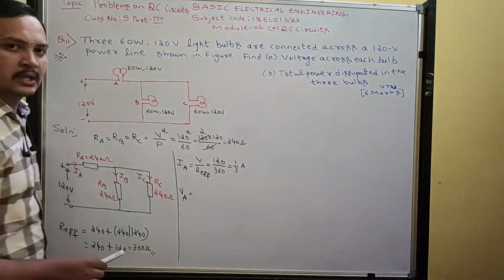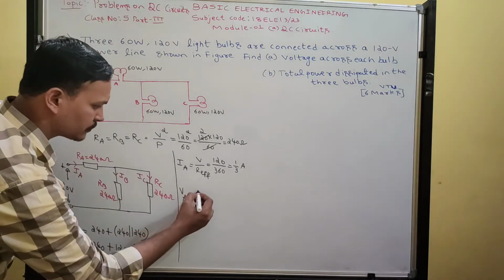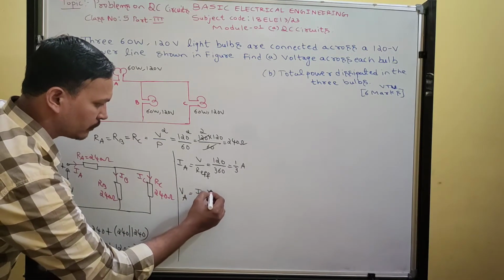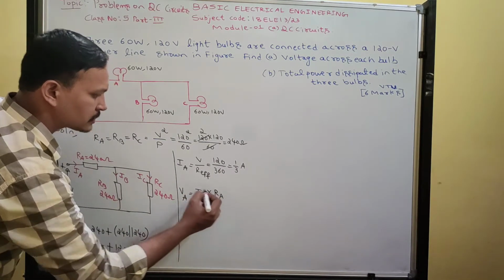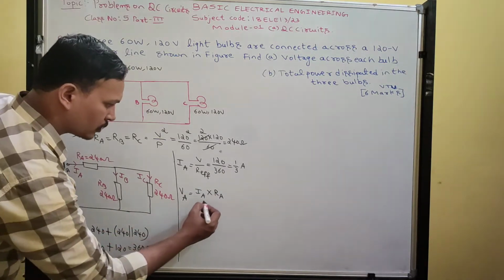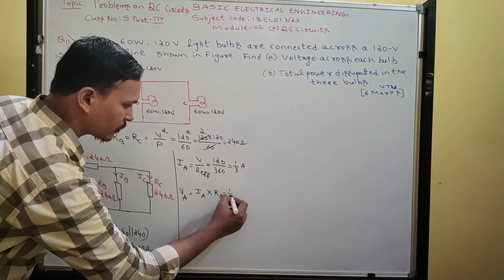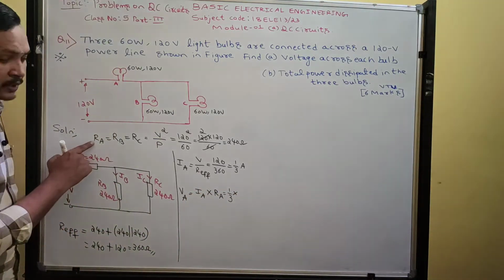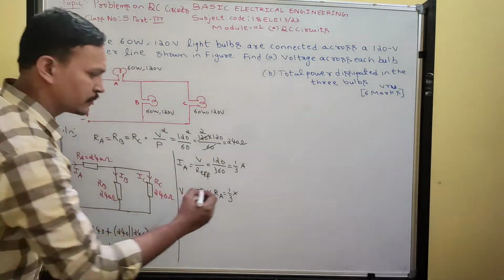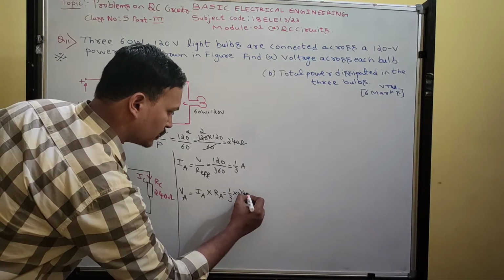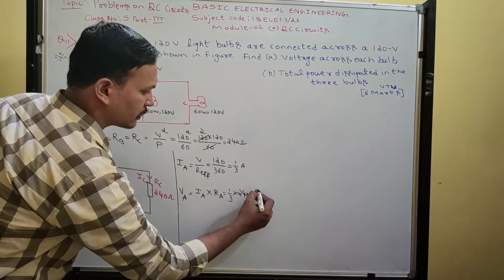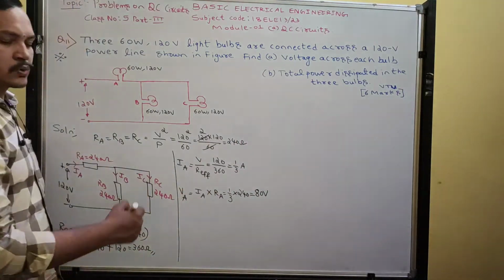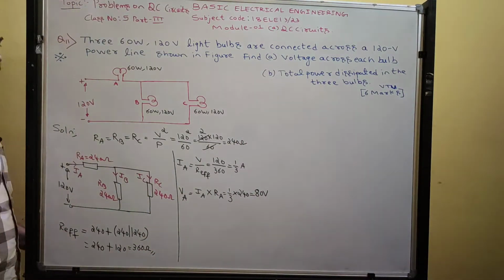Now calculate the voltage across bulb A, because they asked the question: find voltage across each bulb. What is the voltage across bulb A? Current flowing through bulb A into the resistance of bulb A. The current is 1 by 3. What is the resistance of bulb A? 240 ohms. So if you do this, you will get 80 volts. That is the voltage across bulb A.